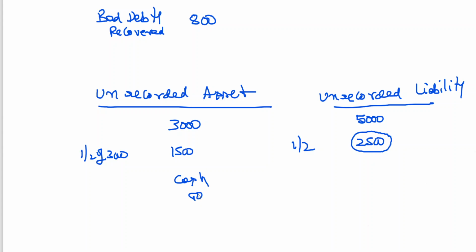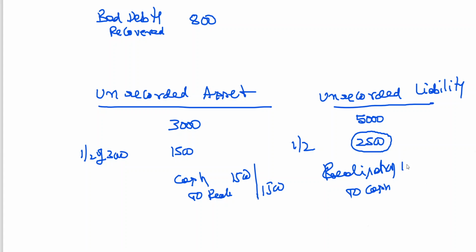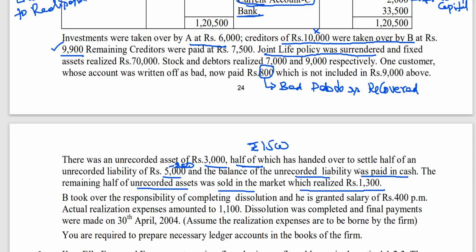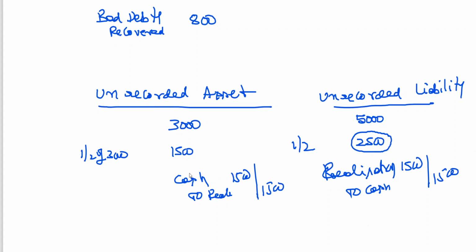Cash account to realization 1,500. Realization to cash 1,500. Is this clear? 3,000 unrecorded asset, half is how much? 1,500. Half of that unrecorded asset has been handed over. Handed over means you have not realized it. To explain this, I have written that if I receive 1,500 rupees, I will be paying 1,500 rupees.